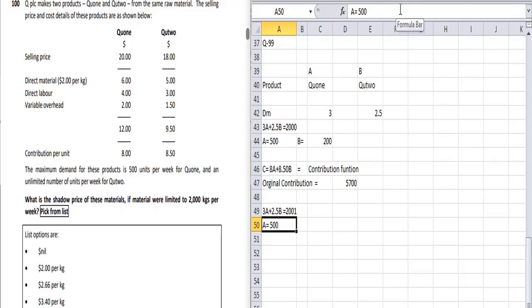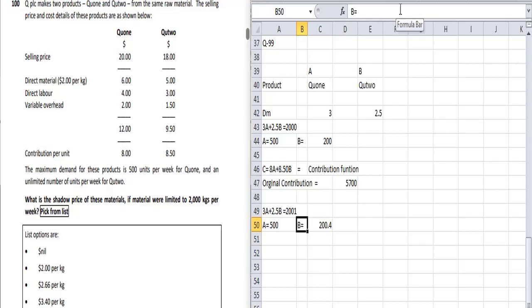So by how much your contribution will be increased, we have to calculate this. Again finding the value of B: it will be now 2001 minus 3 into A, means 3 into 500, it means 1500, divided by 2.5. So we got the value 200.4.